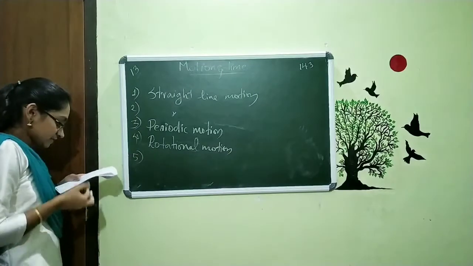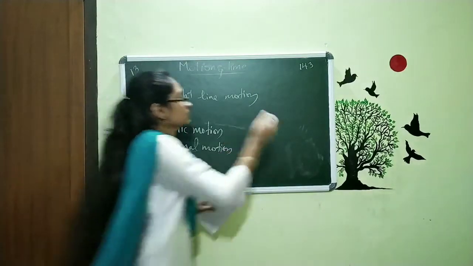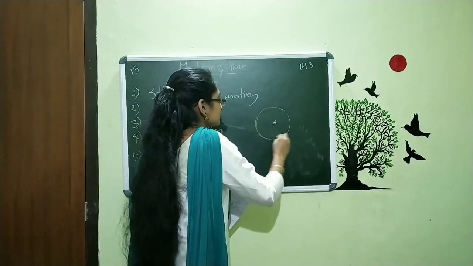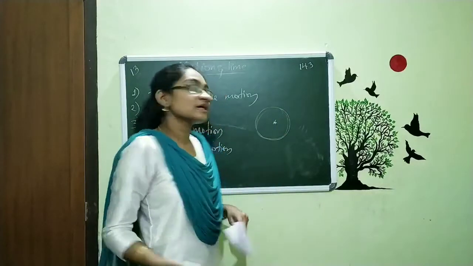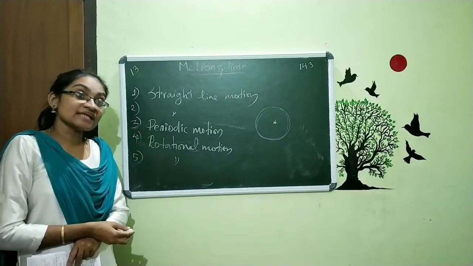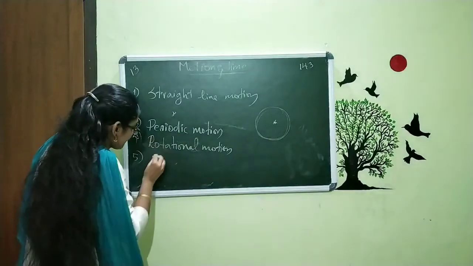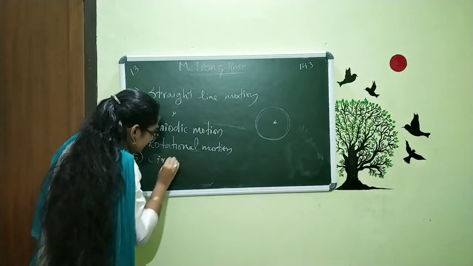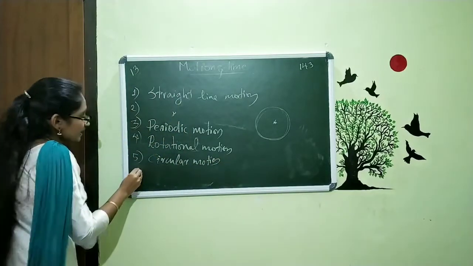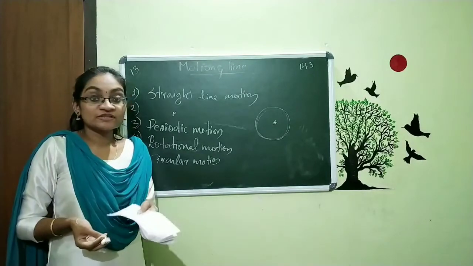Now the fifth one, it is motion of earth around the sun. How is it? Sun is here and the earth is moving like this. So this is also what? Rotational motion, or also we can say it as circular motion. Both are the same. Circular motion. The next one is sixth, and it is motion of a swing.